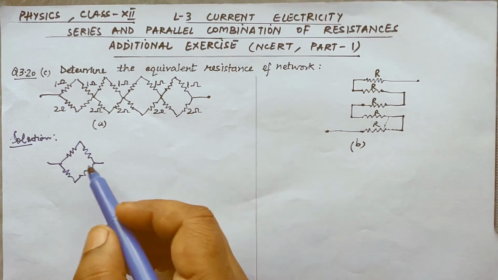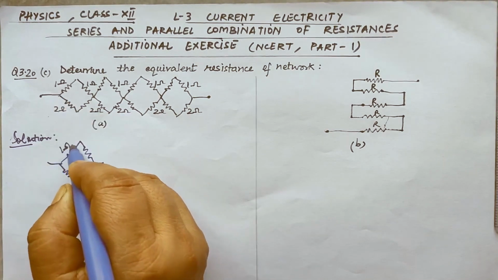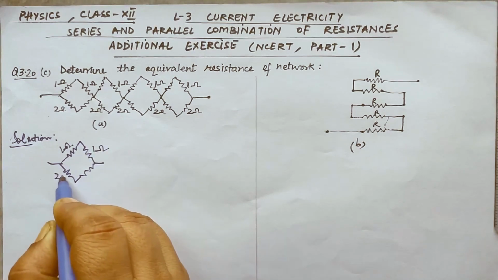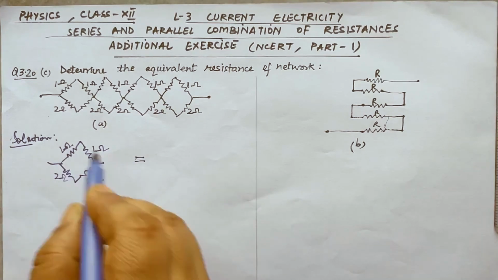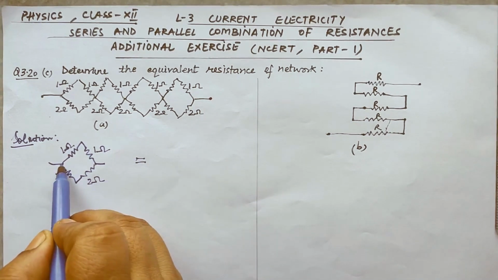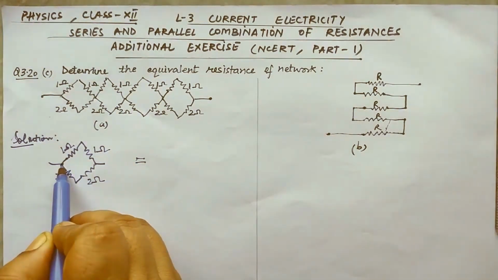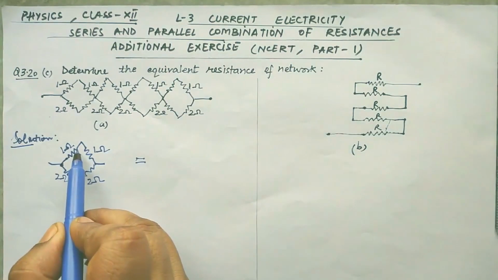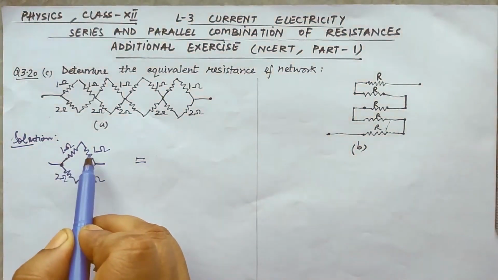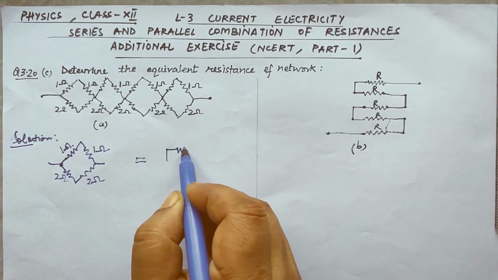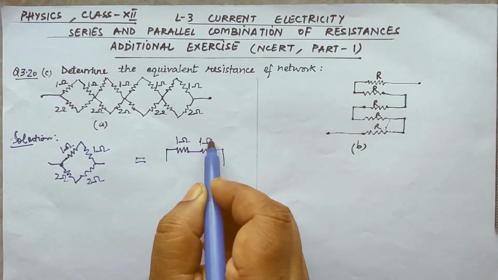This is a circuit consisting of a 1 ohm resistance, another 1 ohm, a 2 ohm, and another 2 ohm. So let us draw the equivalent circuit of this mesh. See, one resistance is connected to the junction here, and the second end of the resistance is connected to the first end of another resistance. That means they are in series. So let me draw it this way: 1 ohm, 1 ohm, because they are in series.